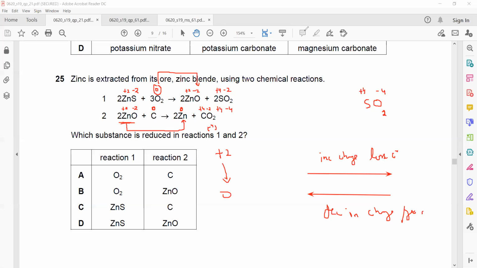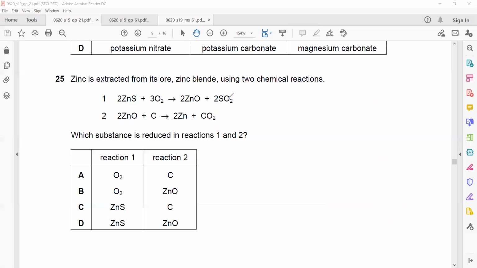This is in terms of charge. You can also identify in terms of oxygen. If the number of oxygen increases, it means oxidation. If the number of oxygen decreases, it means reduction. You can see here O2 becomes SO2, so it remains O2. Here there is no change in oxygen, but when O2 becomes zinc oxide, the number of oxygen decreases. That's why oxygen reduction happened.